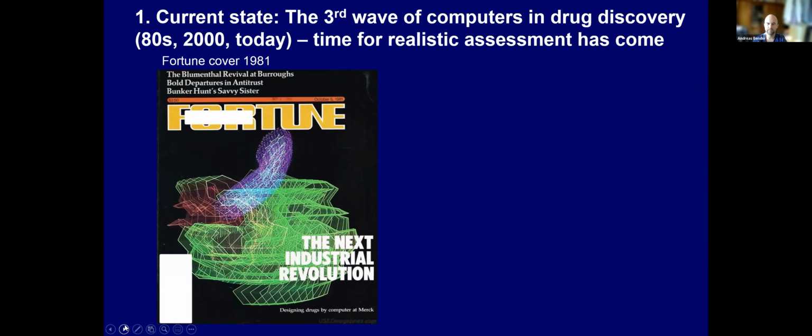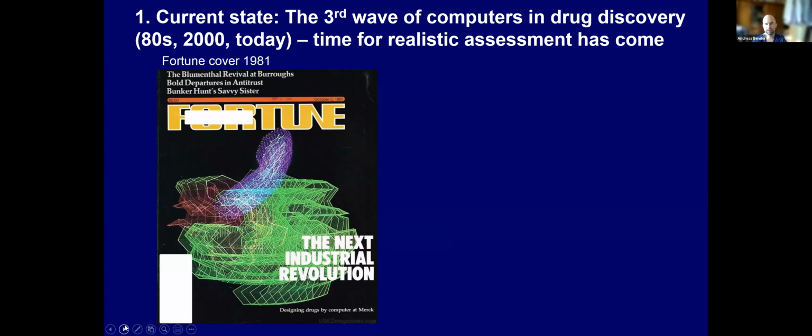These were really machines that helped computer graphics greatly. Probably the graphics here was rendered with those machines as well. That's a Fortune cover proclaiming the next industrial revolution, designing drugs by computer at Merck. That was very much driven by structure and graphics and visualization.